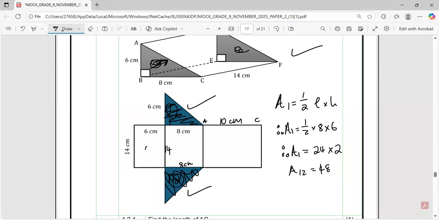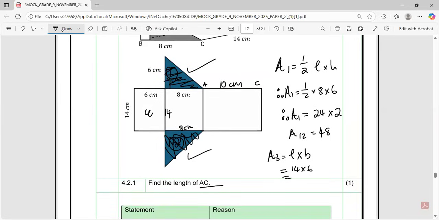And then the area for this one here, this one is a rectangle, right? For a rectangle, let's just call it A3. It is length times base. So we should remember all the formulas. Here we're going to have 14 multiplied by 6. How much do you guys get for that? 84. Yes. But remember, this area here is not the same as this one, because the lengths are not the same.